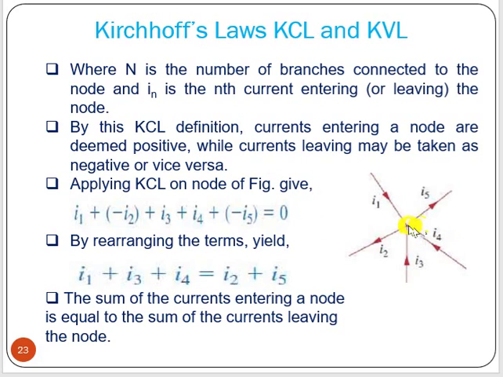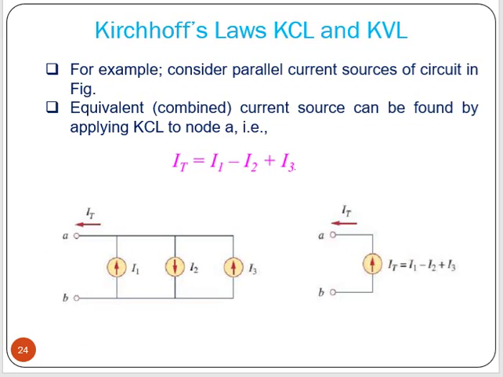So at any node, the algebraic sum of current equal to 0, or you can say the sum of entering current equals the sum of leaving current at any node. Node is what? Where two or more branches are connected together.